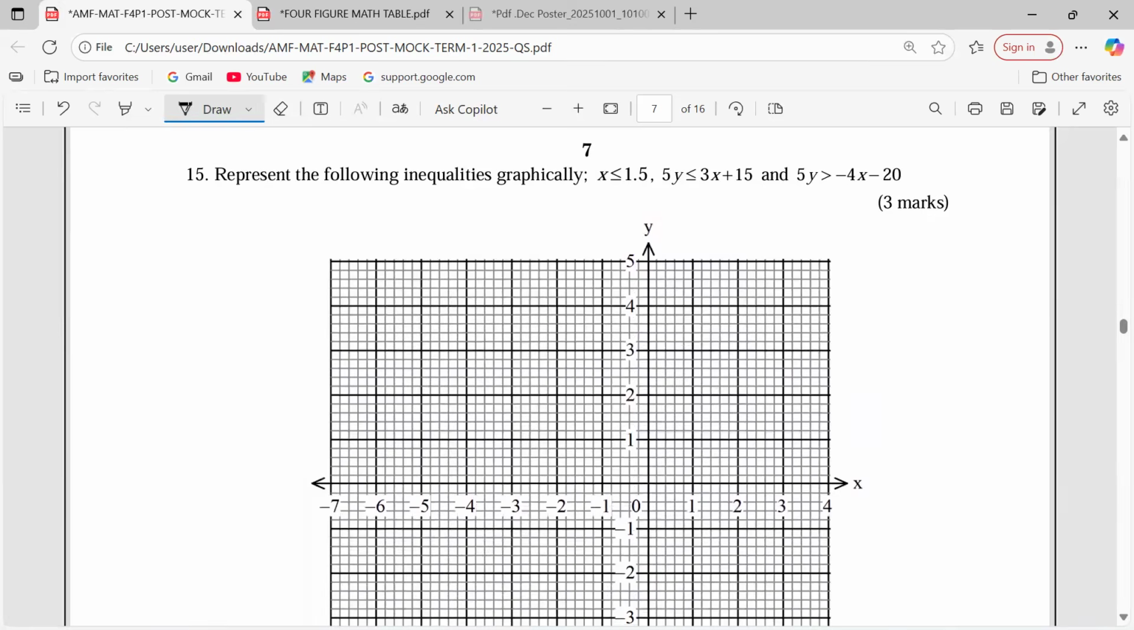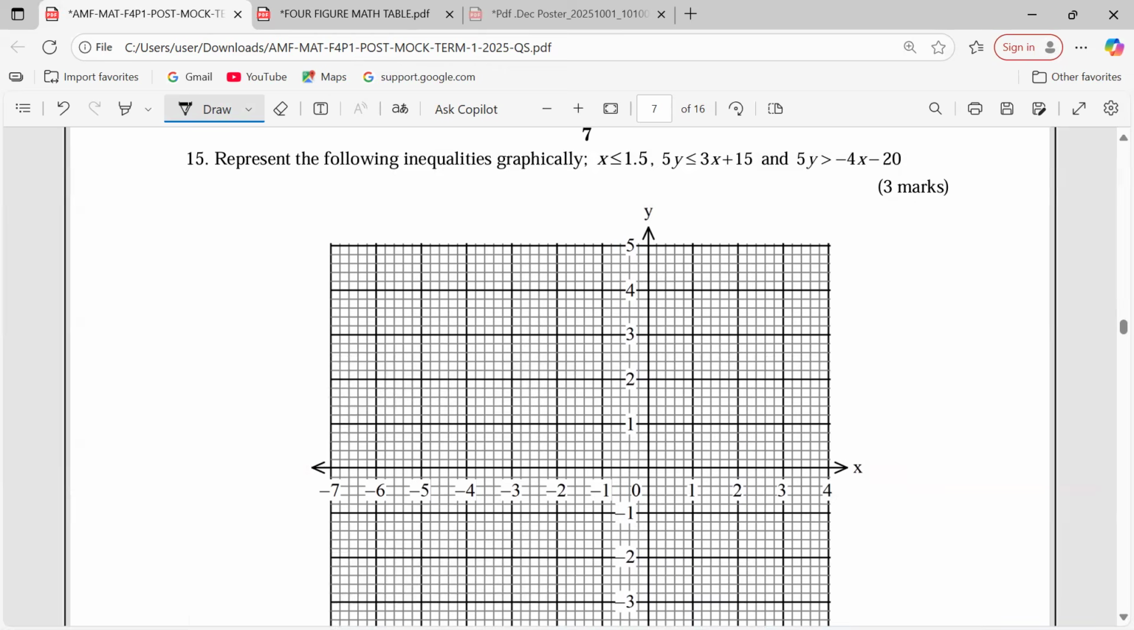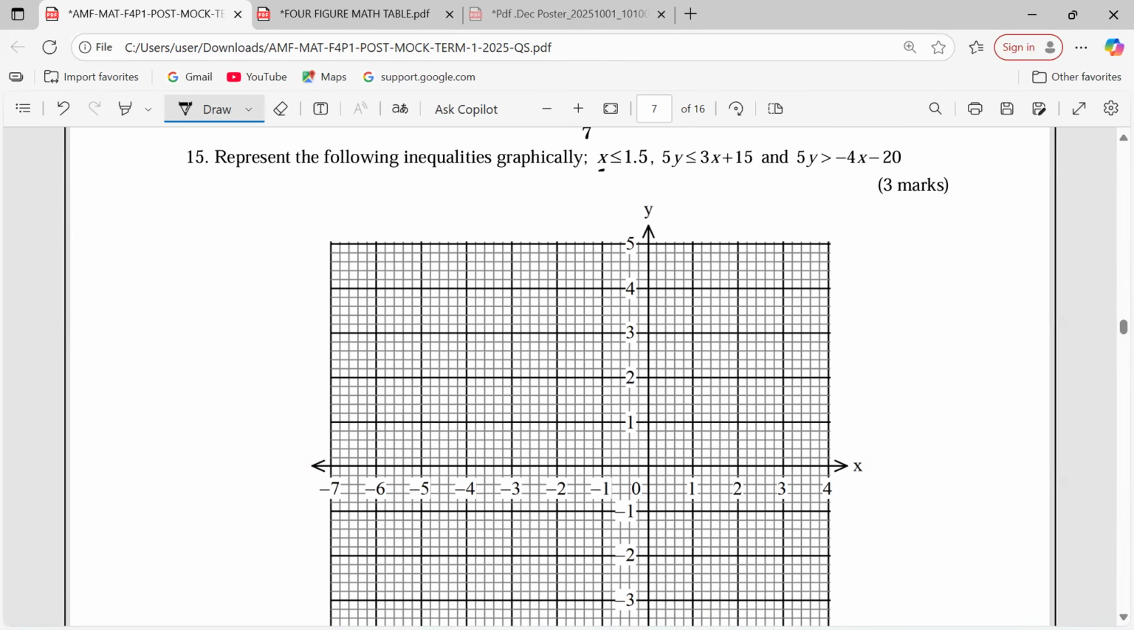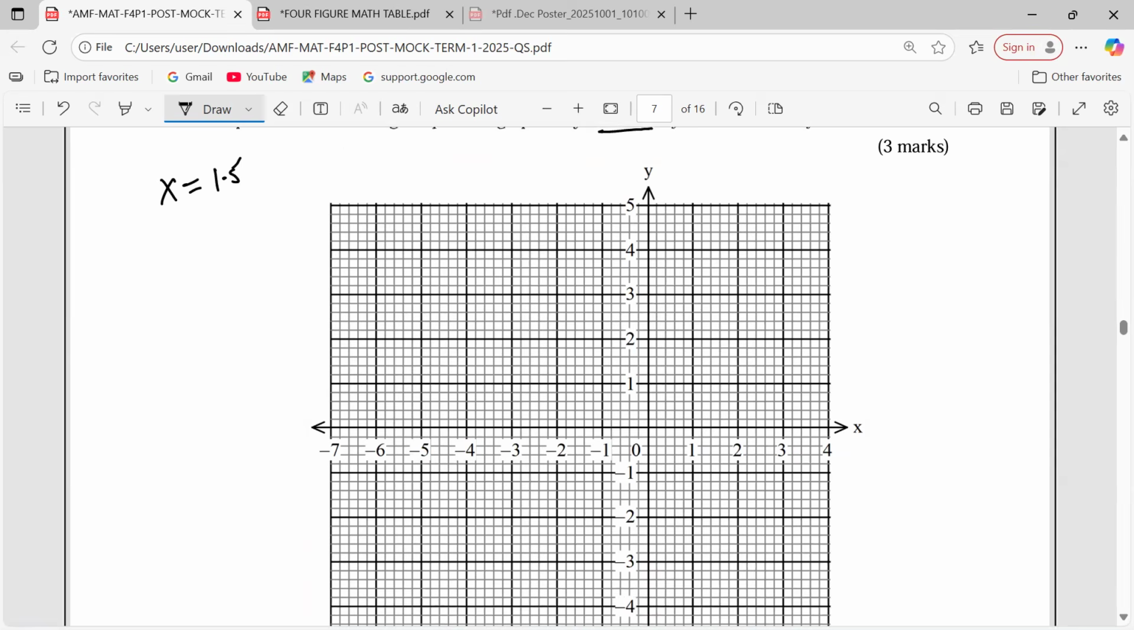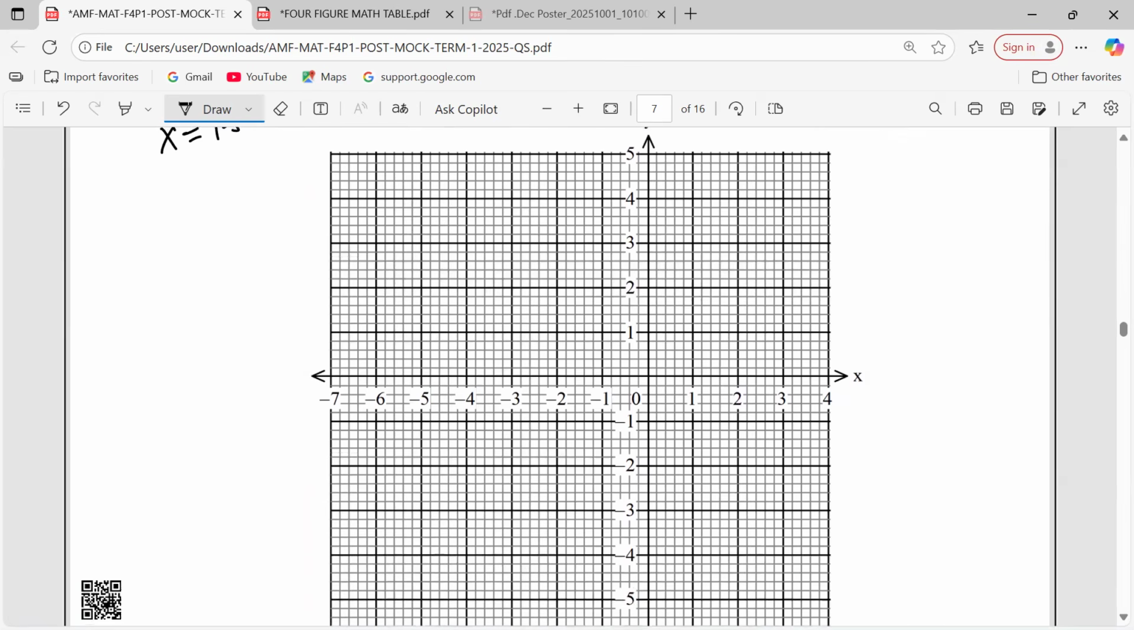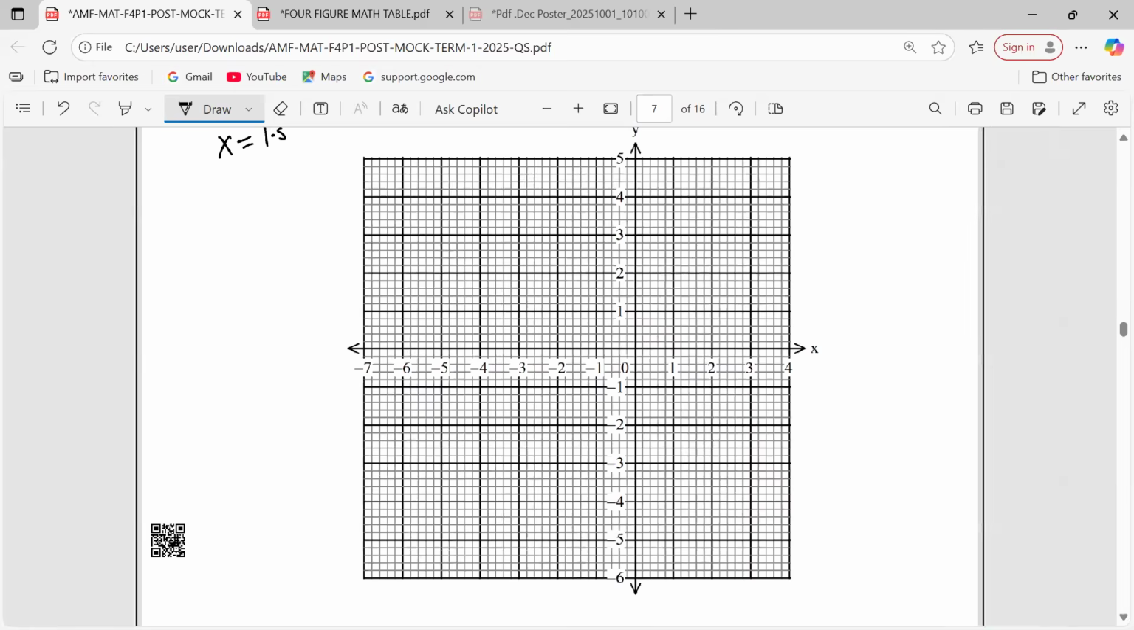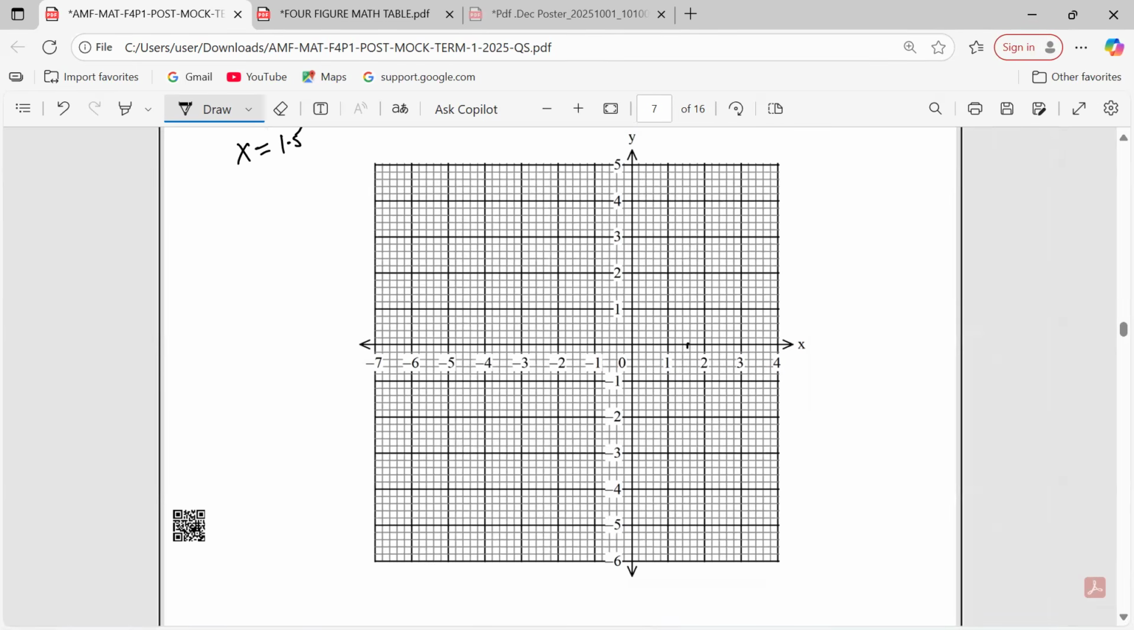Look at number 15. Represent the following inequalities graphically. X less than or equal to 1.5. That makes it just a vertical line, X equals 1.5, and it's a complete line. So at X equals 1.5, we draw a vertical line there. We just do a vertical line.